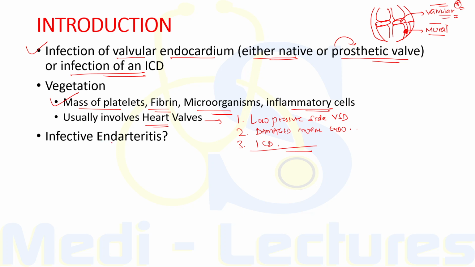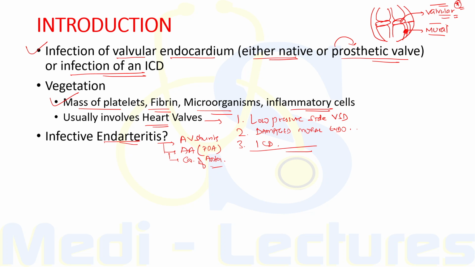Now, what is infective endarteritis? It is a similar process to infective endocarditis, but if it occurs in AV shunts, that is arteriovenous shunts, arterial shunts like PDA, or in coarctation of aorta, this is termed as infective endarteritis.